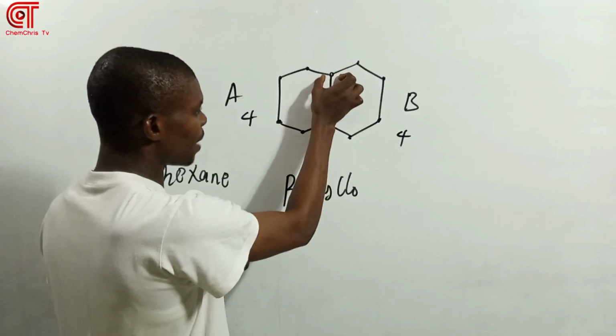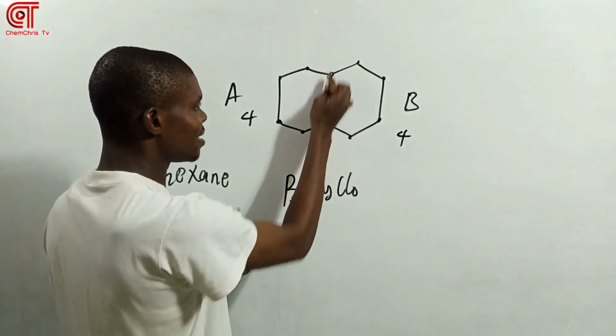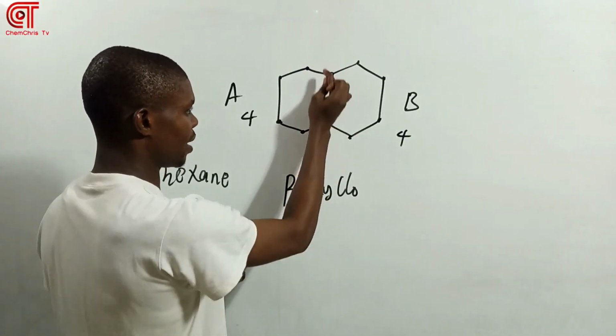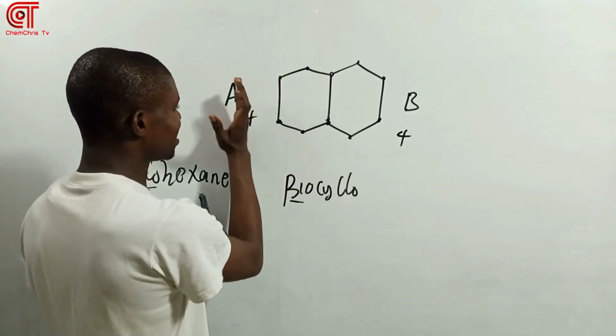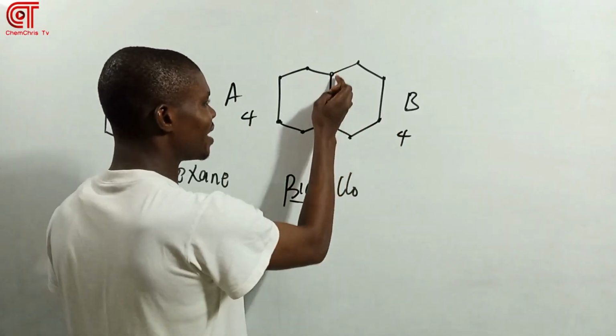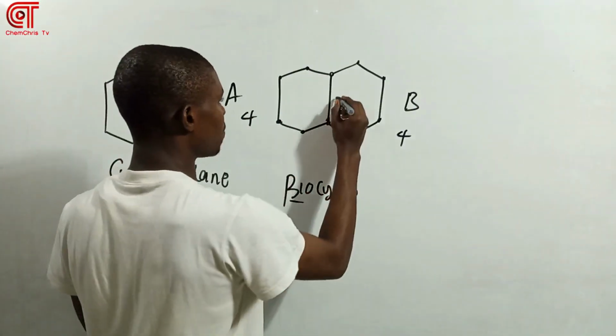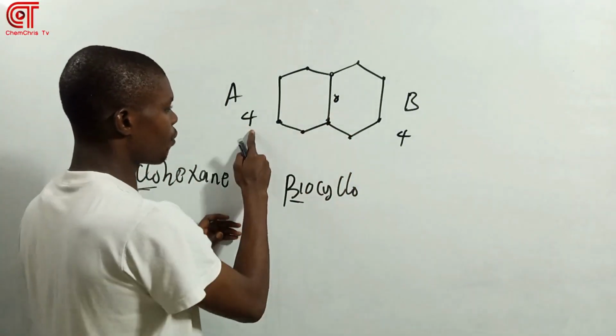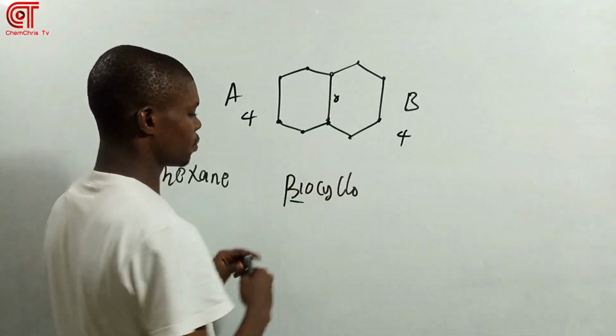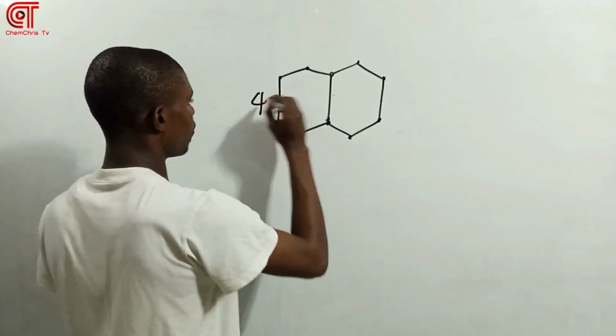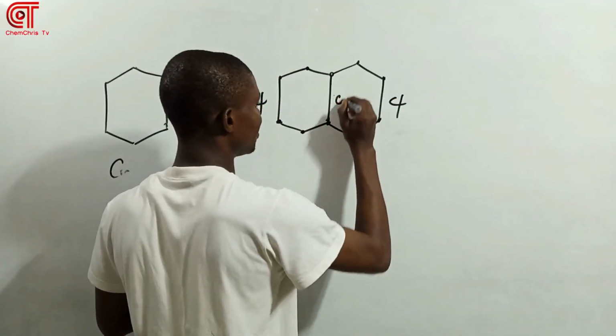Now, but there's a demarcation here. Between this point and this point, there is no carbon atom. So this side has 4, this side has 4. Then the middle that separates them, like the bridge point, there's no carbon. So here we have 4, 4, and 0.